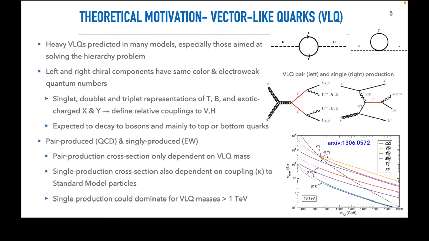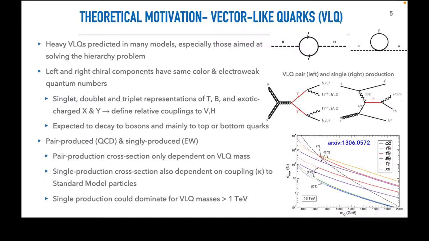So thank you. I will be talking a lot about searches for vector-like quarks. I'm going to present this new physics model here on the slide. These heavy vector-like quarks are predicted in many models, especially those aimed at solving the hierarchy problem. There is an additional loop which is supposed to cancel these divergences from the top loop to the Higgs propagator. And they're called vector-like because left and right chiral components have the same color and electroweak quantum numbers.